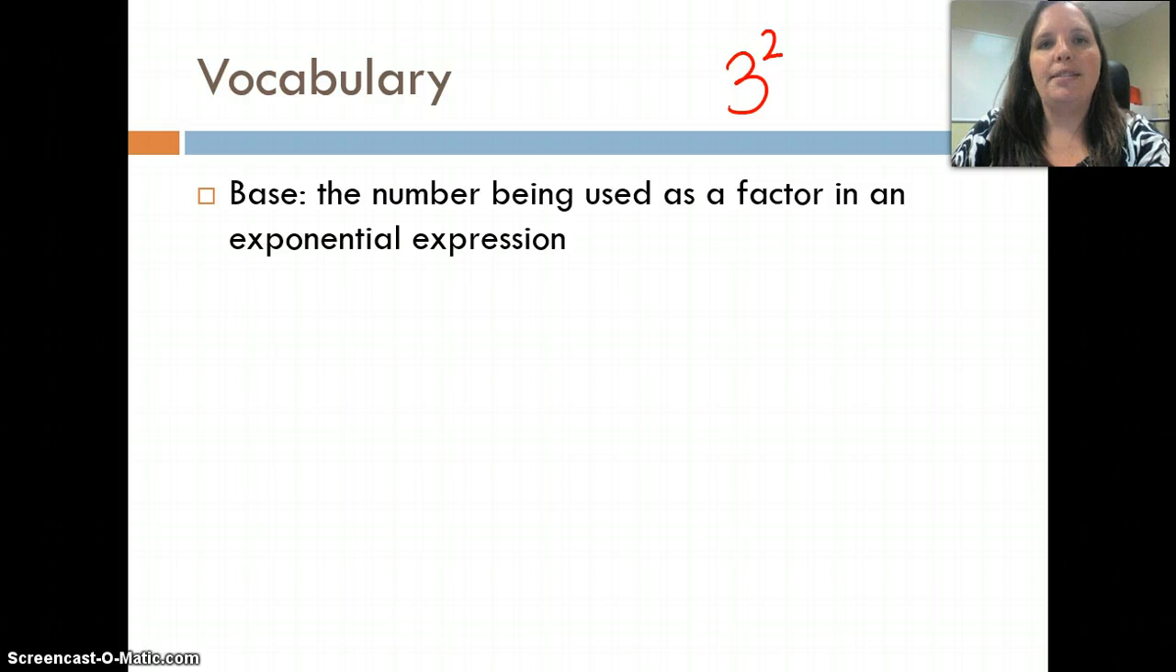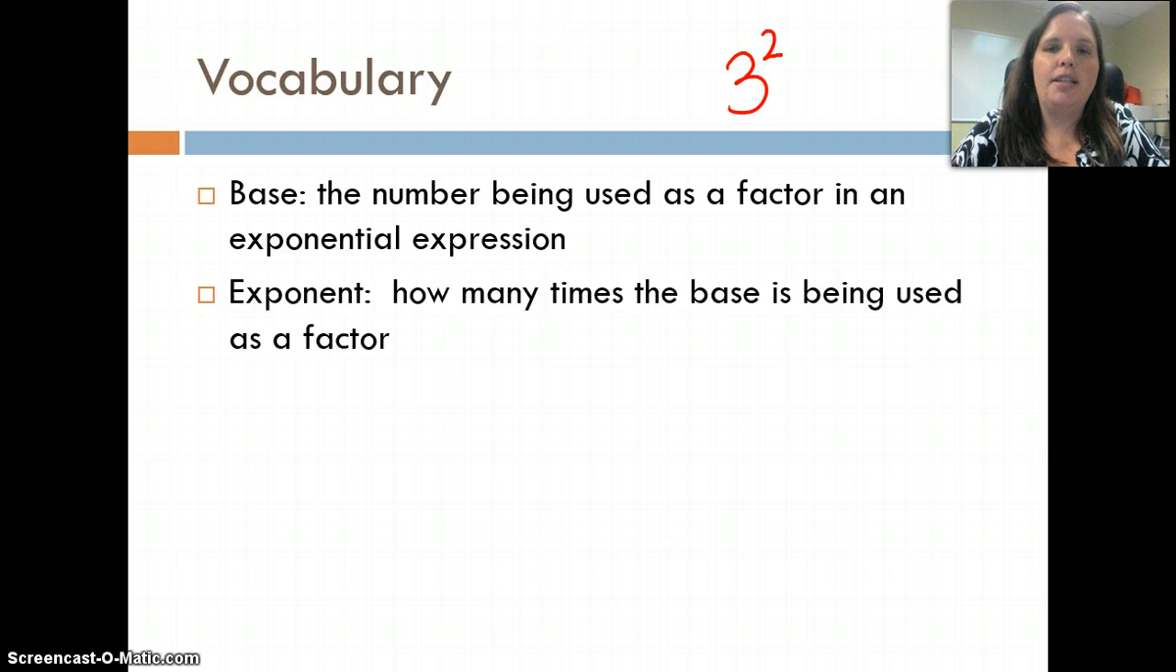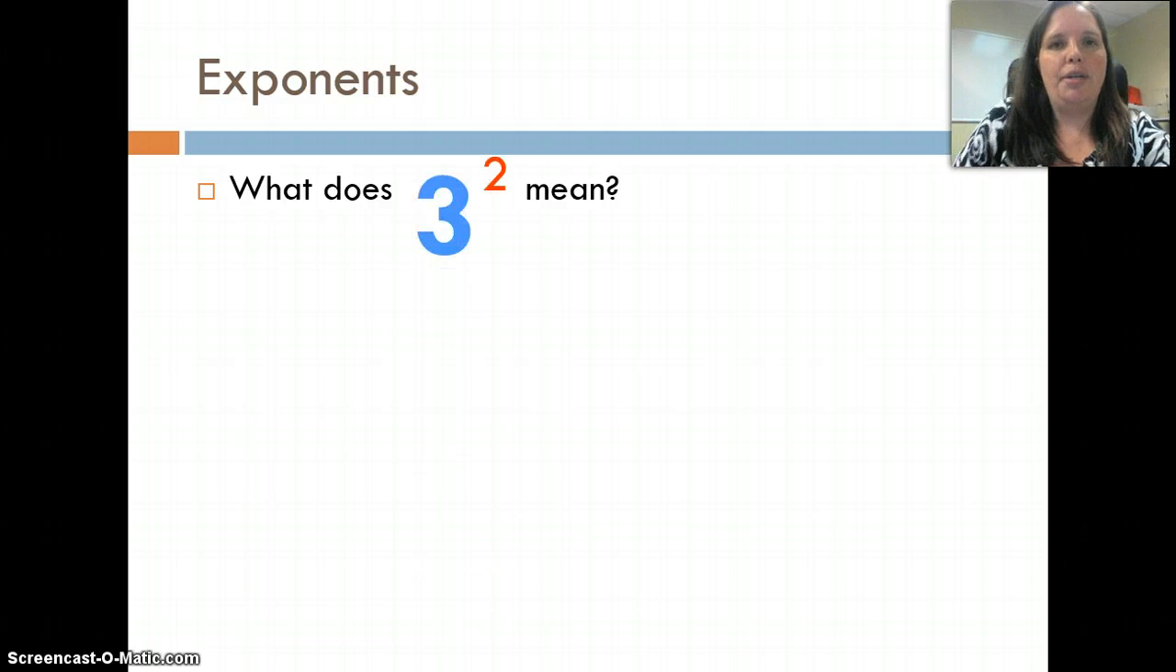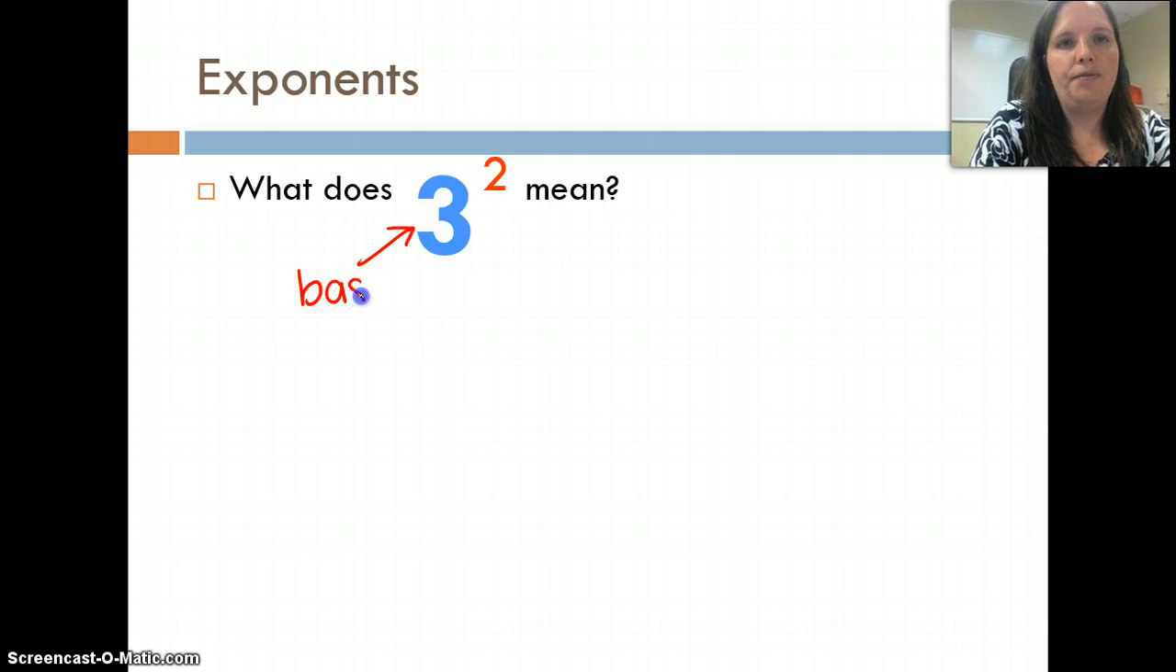The first is the base. So the base is the number being used as the factor in this expression. The exponent, and then, is how many times the base is being used as a factor. So I'll just show you on the next screen here. What does 3 to the second mean? Well, 3 is our base number, and the 2 here is our exponent.